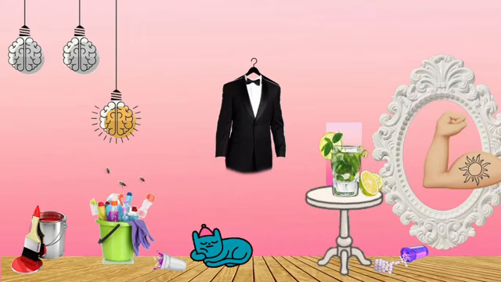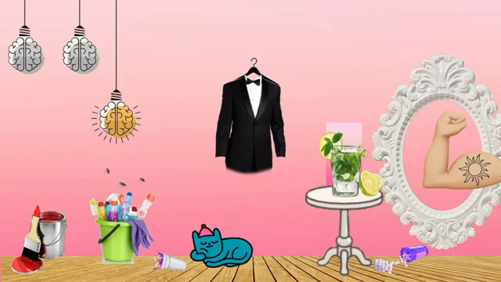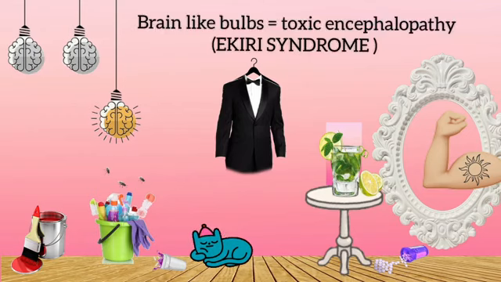Also, the mirror represents M cells, which help in the entry of Shigella in the intestinal mucosa. The tuxedo hanging on the wall represents that Shigella produces toxin. It produces the Shiga toxin and both exotoxin and endotoxin. You can see hanging light bulbs which somewhat look like brain. These actually represent toxic encephalopathy related with shigellosis, which has a specific name called Ekiri syndrome.